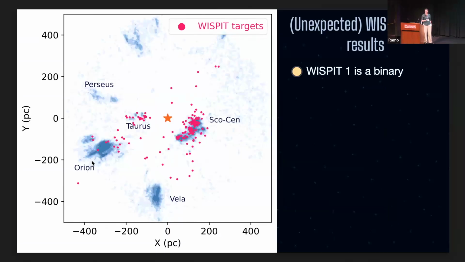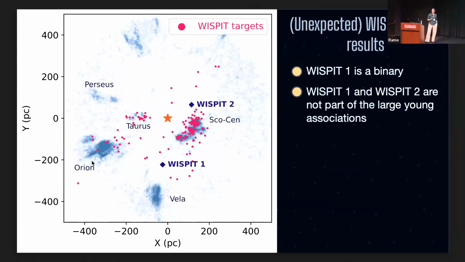So to summarize the results of the WISPIT survey, what was surprising to us at first is that WISPIT 1 is a binary. And second, even though most of our survey targets are inside these known young associations, both WISPIT 1 and WISPIT 2 are not part of any of these known young associations.